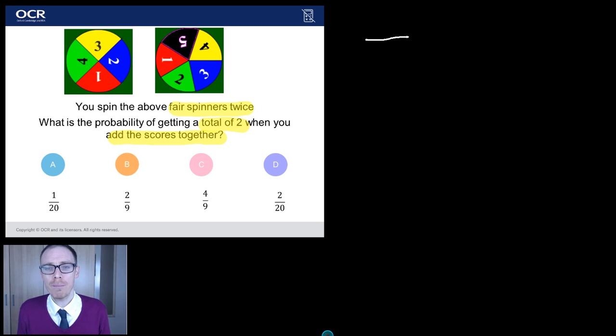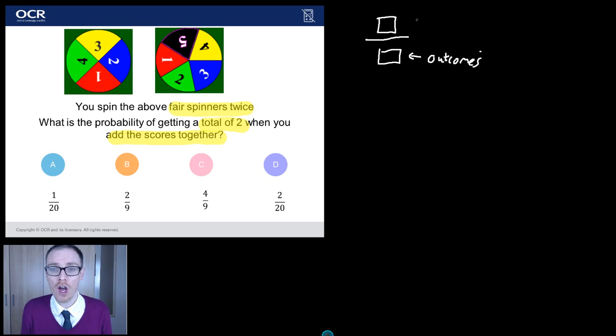So when we get probabilities, more often than not, they're written as fractions. So we have a number on the top and a number on the bottom. Now, the number on the bottom is the total number of outcomes. So how many different things can happen? The number on the top is the things we want. So the number of outcomes we want divided by how many total outcomes can happen altogether. Now, if we can figure those things out, we've got our answer.